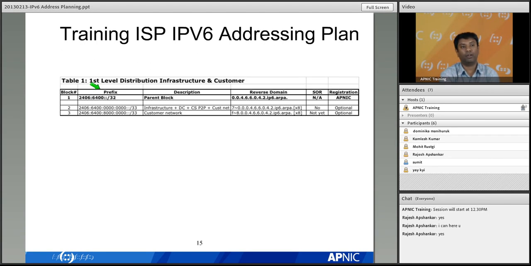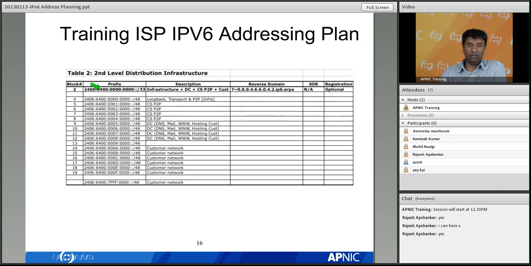And even for block 2 and 3, you can create your own ARPA domain, right? Registration is optional. If you want, you can do the aggregated block registration. And second opinion, not yet, because that's not for your customer anyway. Second opinion is only applicable for end customers. All right, let's see block number 2, how we did the further subnetting.